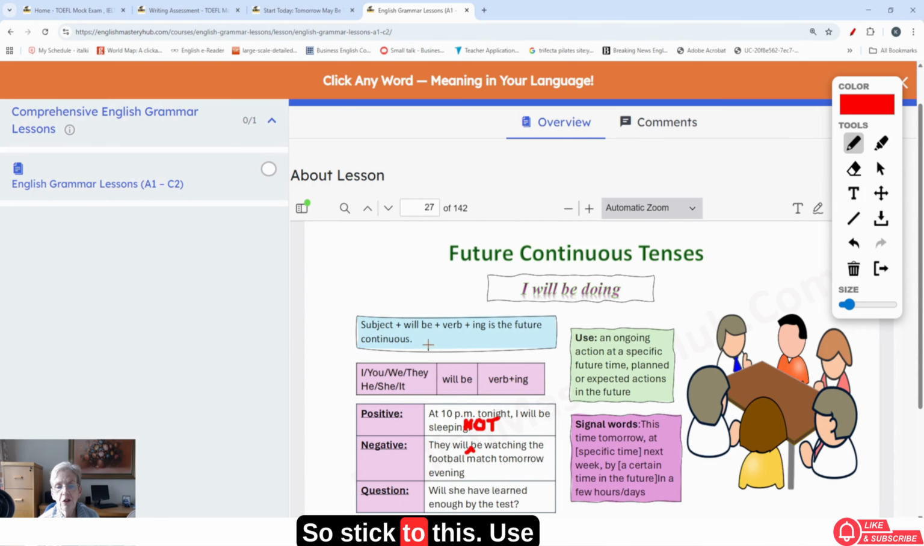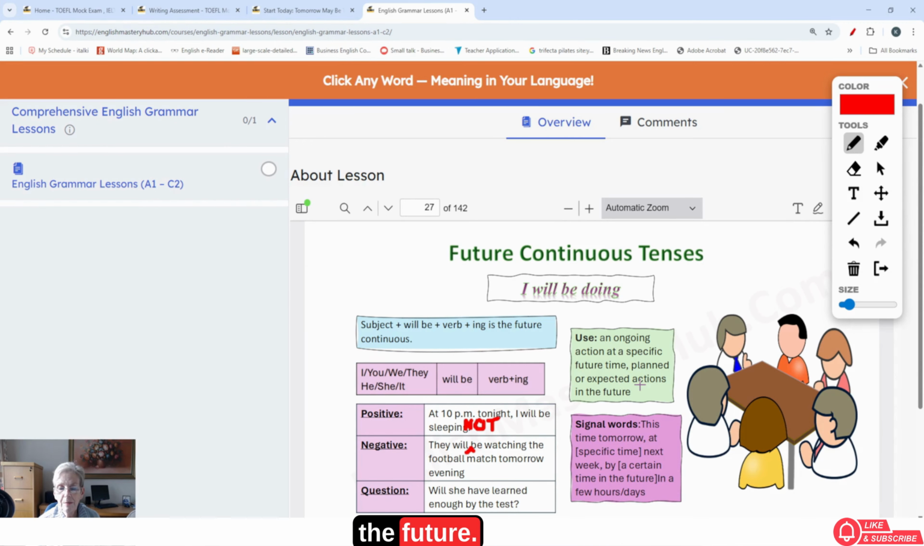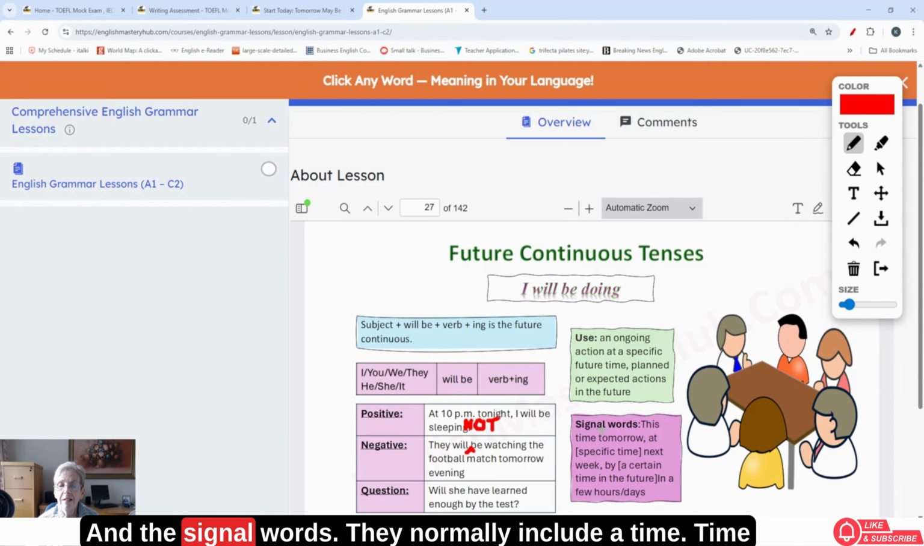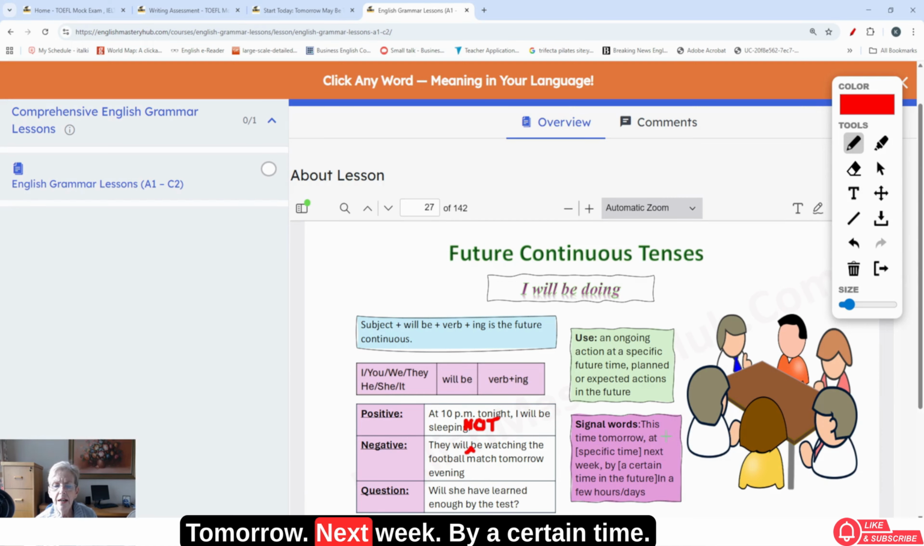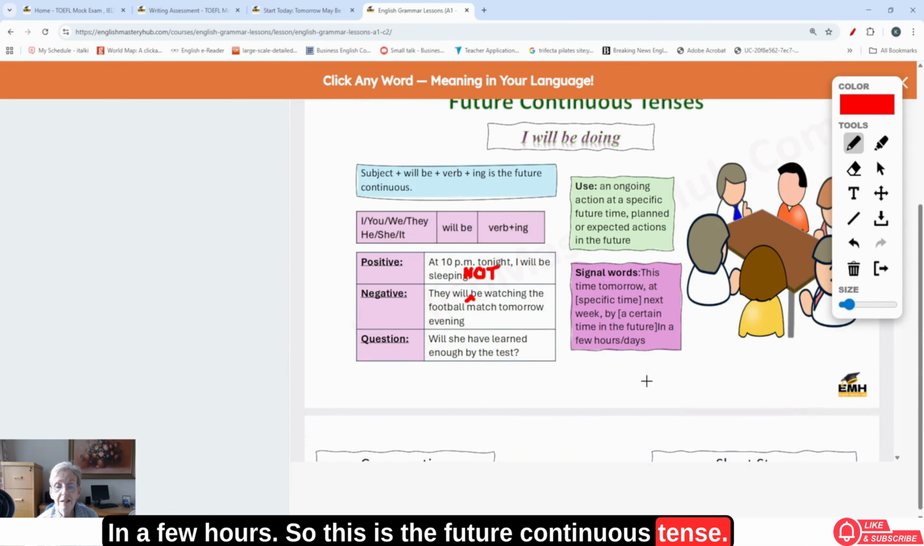So stick to this. Use it as an ongoing action at a specific future time, planned actions or expected actions in the future. And the signal words normally include a time phrase. Tomorrow, next week, by a certain time, in a few hours. So this is the future continuous tense.